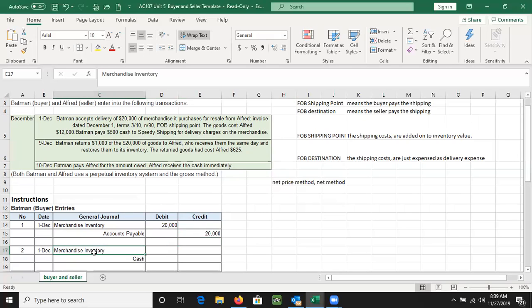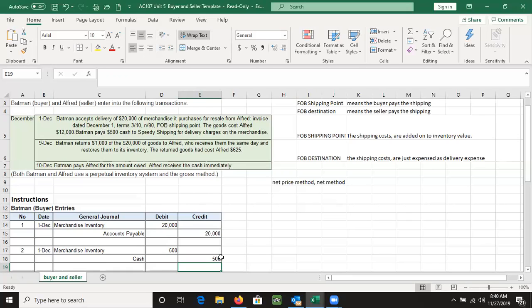So when the buyer has to pay for delivery, you debit merchandise inventory, $500. So it's increasing the value of the inventory only when the buyer has to pay. If the seller paid, you would not do this step. And it says he pays $500 in cash. So for the delivery, it's actually a credit to cash.